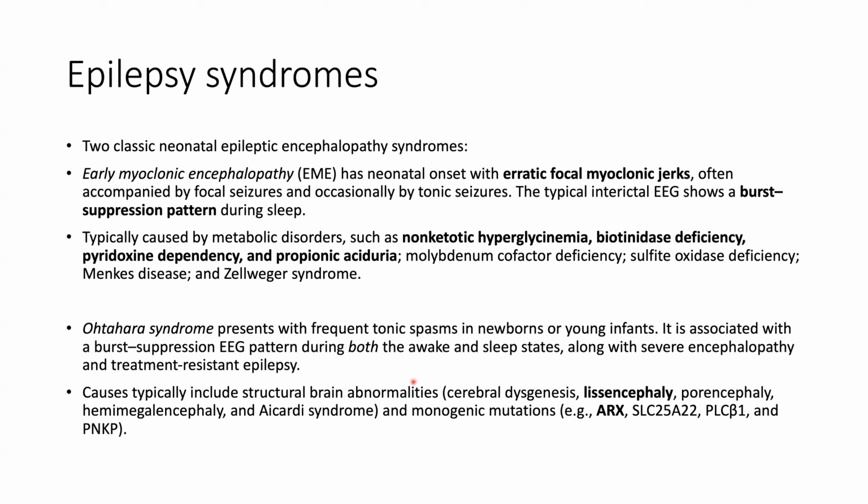But the slight difference is that this burst suppression occurs during both awake and sleep, whereas in EME, it is generally in sleep only, right? So this also has very bad prognosis. In distinction with the first EME, which I discussed, Ohtahara syndrome is associated with structural brain abnormalities, including lissencephaly, other cerebral malformations, hemimegalencephaly, and occasionally Aicardi syndrome. When nothing of this is identified, you should screen them for monogenic mutations. One of the important ones include the ARX mutation, which can lead to this particular phenotype.